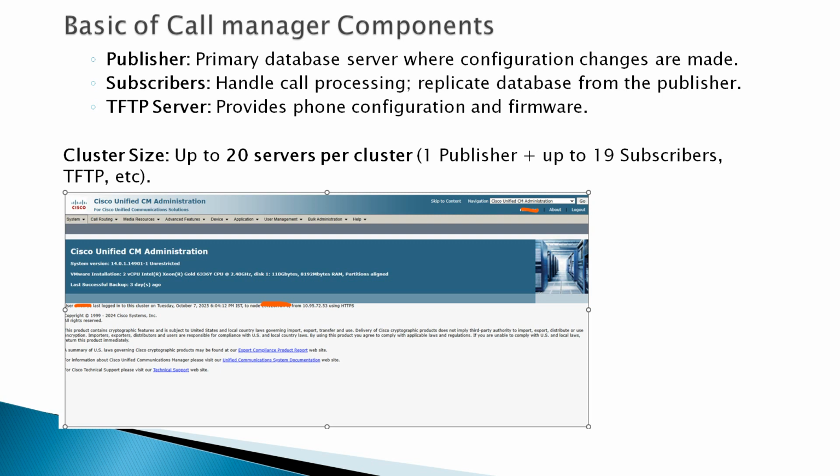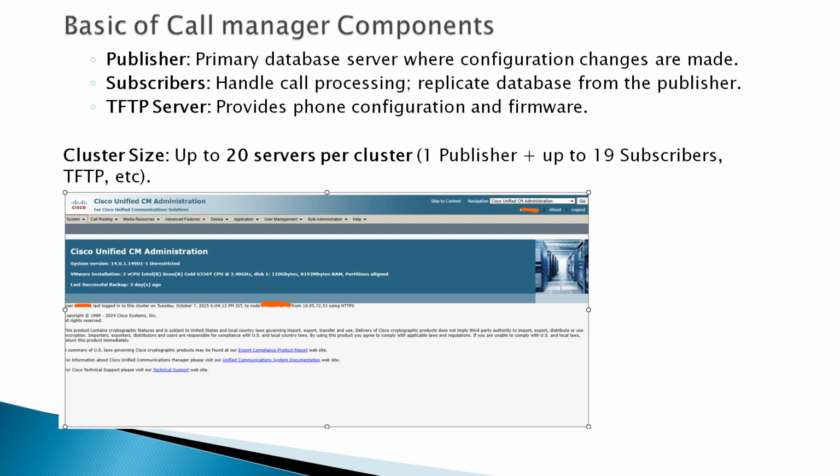The publisher, as per the definition, is primarily the database server where all the configuration changes are made. Whatever changes you make in the cluster, whether in the subscriber nodes or TFTP servers, all get written on the publisher node. So it is primarily the database of your cluster. Then the subscriber handles the call processing and replicates the database from the publisher. All the subscribers have the same database which they get from the publisher. So it fetches all the information from the publisher, such as the call routing and how many phones are registered in a cluster.